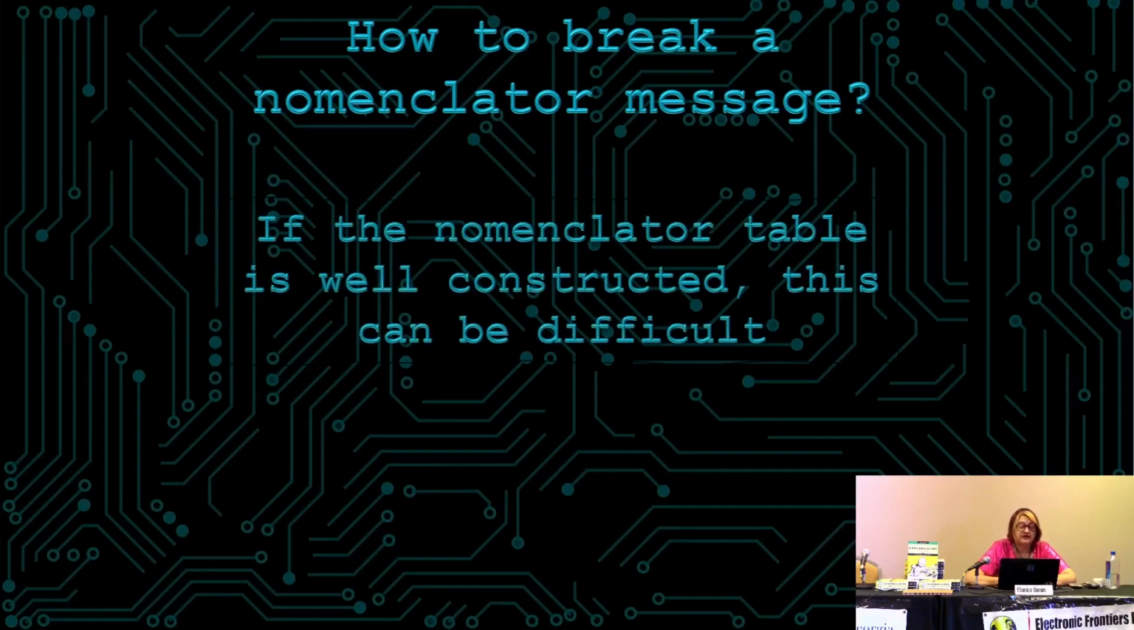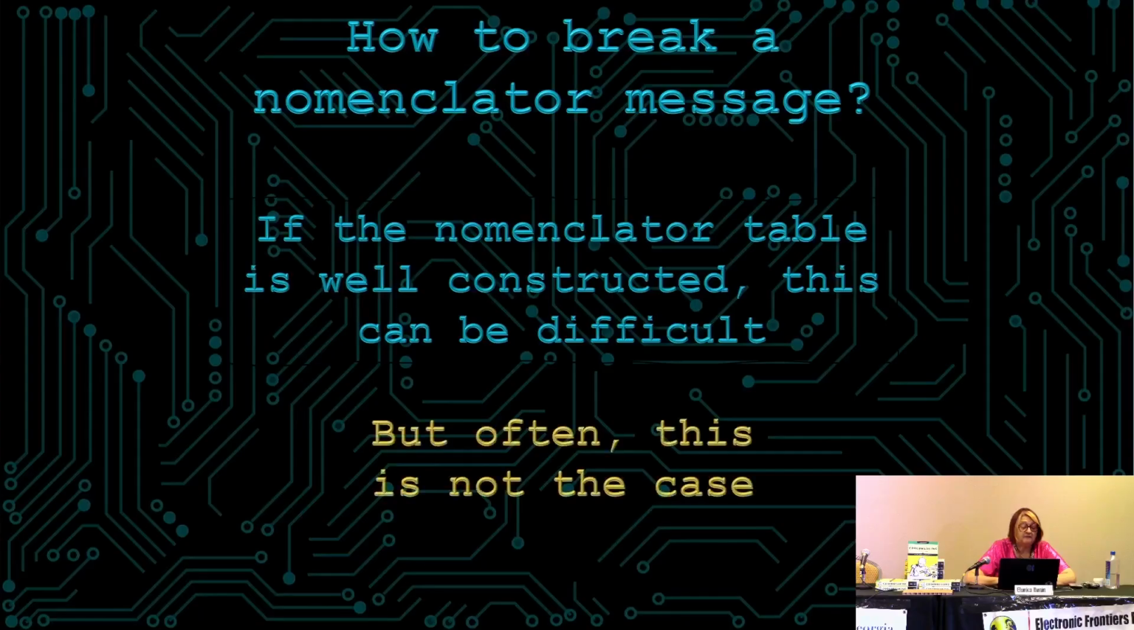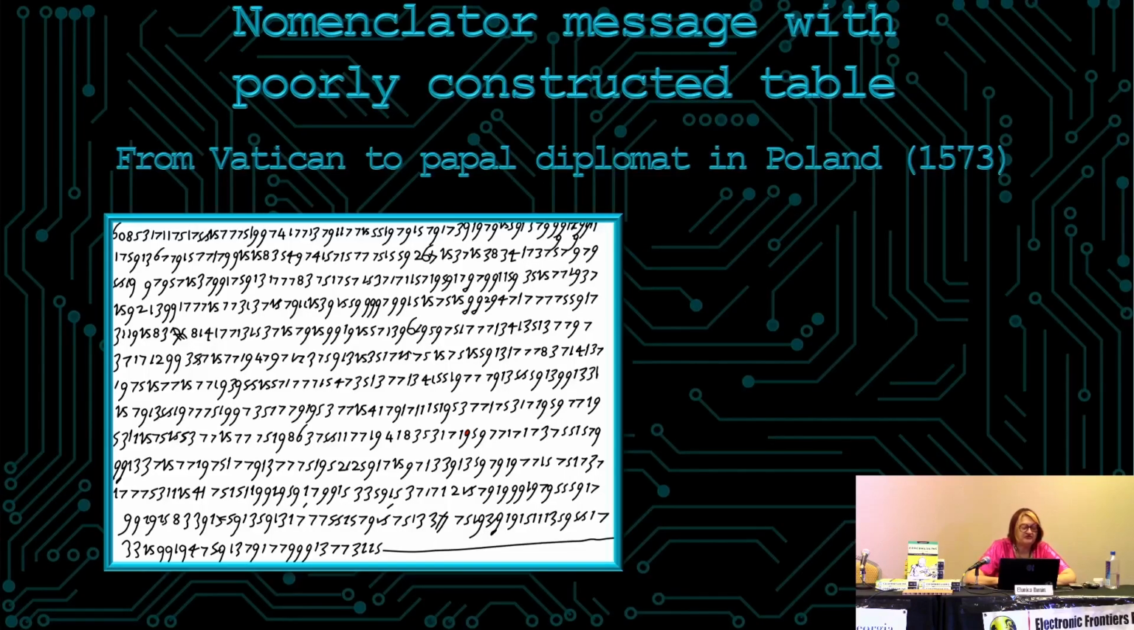So how are you breaking a nomenclator message? Well, if it's well constructed, this can be very difficult. But often this is not the case. They were very sloppy at times. So this is an example of a poorly constructed nomenclator message. So again, by eyeballing it, you may see a lot of nines in there with the descenders there. And this was a message that was sent from the Vatican to a papal diplomat in Poland in 1573.